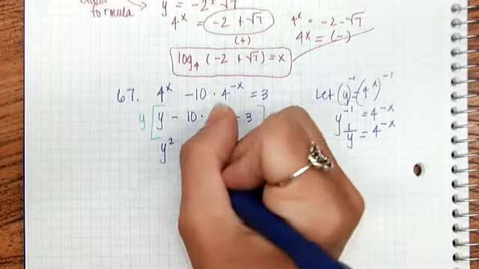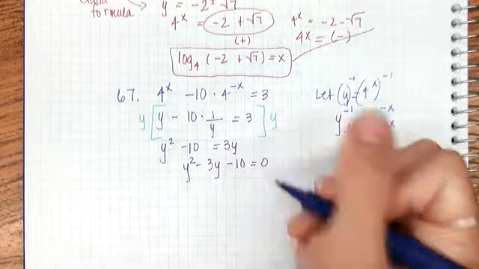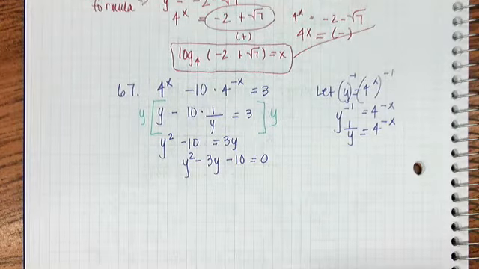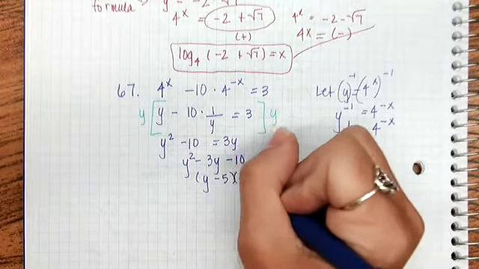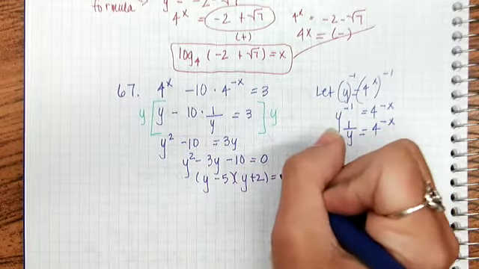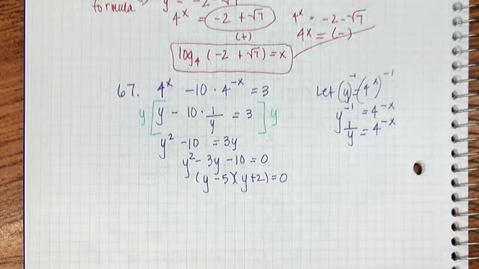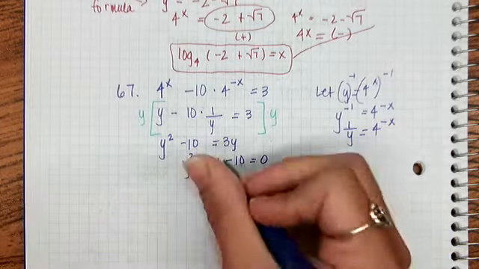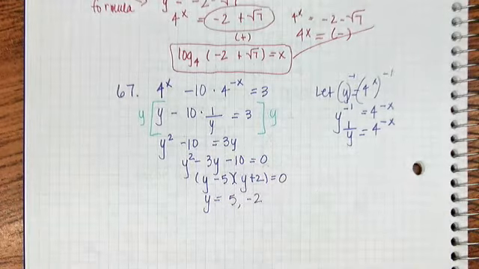Set it equal to 0 and use the quadratic formula because this is not factorable. Actually, it is factorable. This is y minus 5, y plus 2. I was doing the quadratic formula off to the side and the discriminant was a perfect square. Let's just do a quick double check. Yeah, so y equals 5 and -2.